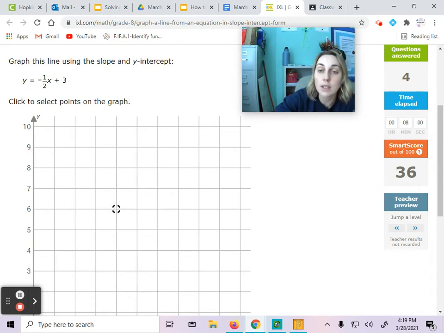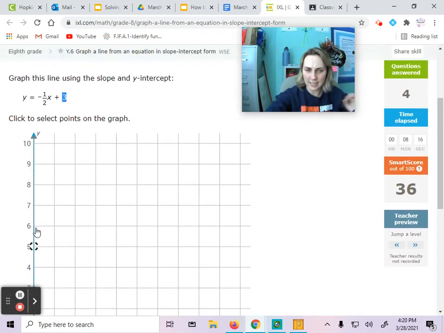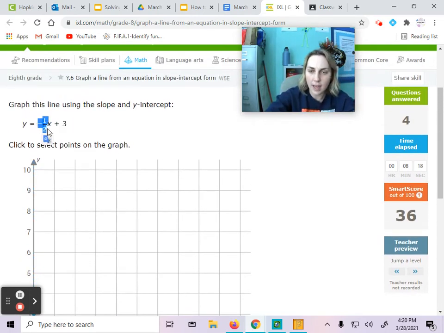All right, so in this case, we have a negative slope. So don't freak out. It's the same thing, okay? Except our slope is going to be a negative slope, and I'll show you what I mean. So first step, though, is go ahead and plot our y-intercept. Our y-intercept is 3, so I'm going to put that point there at 3. And then it says this is a negative 1/2.